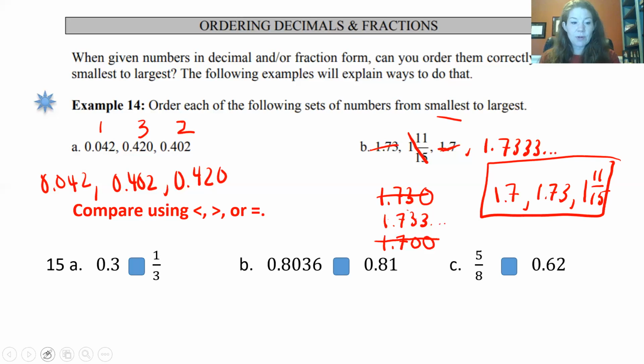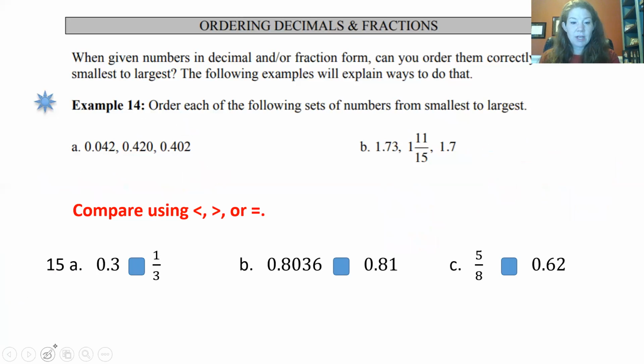All right, so we have a few more. Let me get rid of all these markings here. So now we're going to compare them using greater than, less than, or equal to. Now I told you in our first unit that if you're comparing two fractions, the easiest way to do that is to cross multiply from bottom to top. So we have that choice. We could write these decimals as fractions. We can always do that.